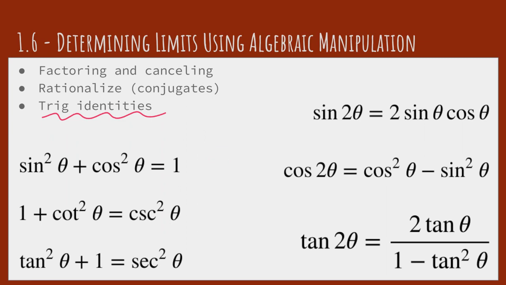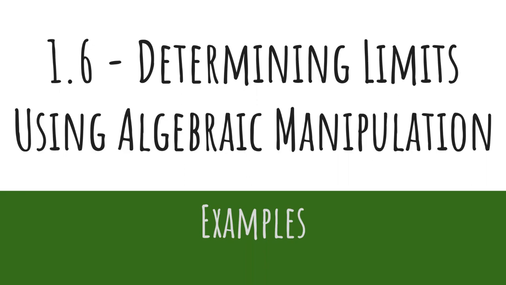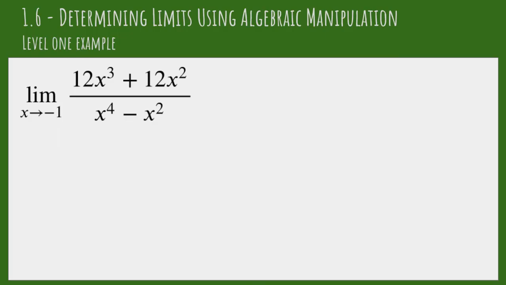I wrote the second and third Pythagorean identities in a form that essentially what I did is I took the first equation and divided everything by sine squared of theta to get the second one. And I took the first one and divided everything by cosine squared of theta to get that third identity. So they're all equivalent to each other, just different ways of showing it. So I want to go through a few examples and show what we might do to evaluate limits.